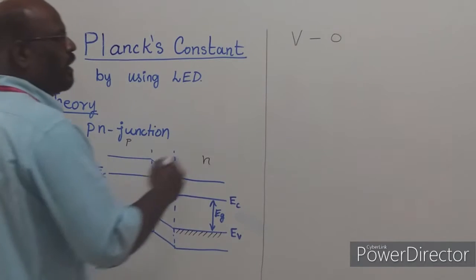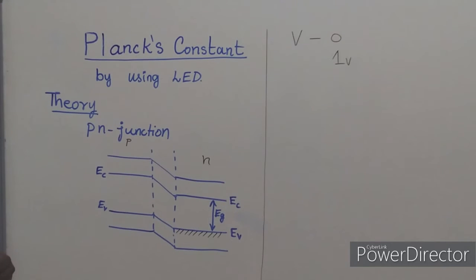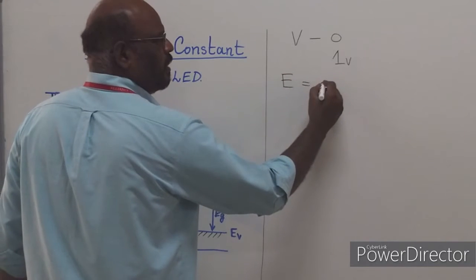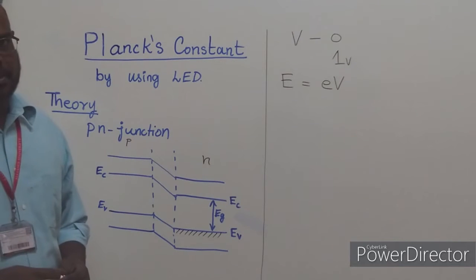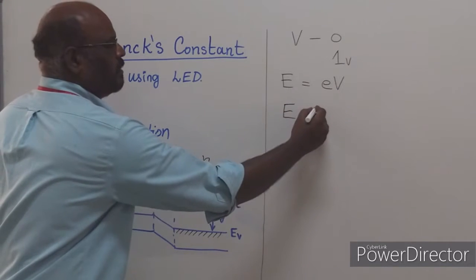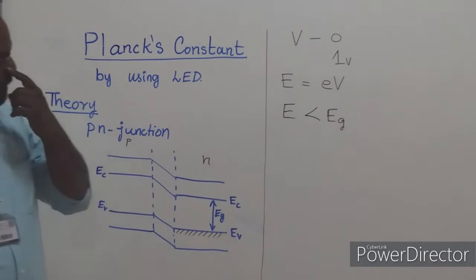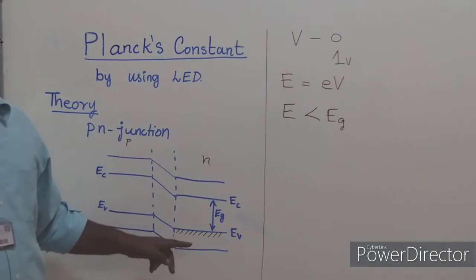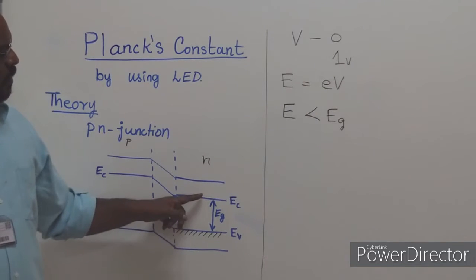Now we are going to increase the voltage, to 1 volt, for example. If the voltage is 1 volt, then the energy E is nothing but e into V, the charge of the electron into the voltage. That is the energy. In this case, we assume that E is less than Eg. So what happens? The energy supplied is less than the band gap, so there will be no electron in the conduction band.